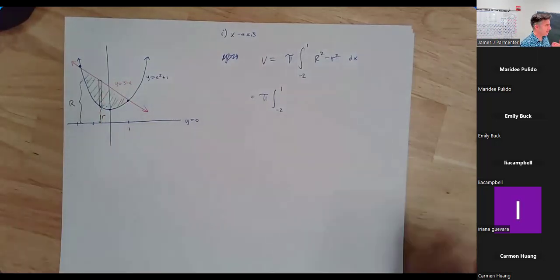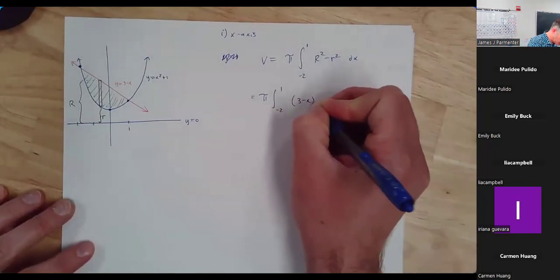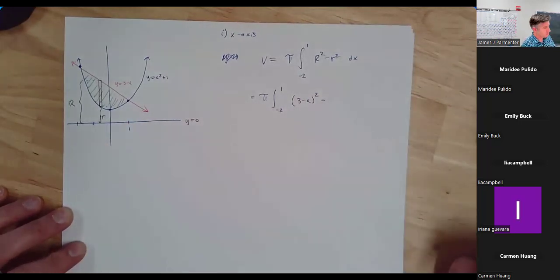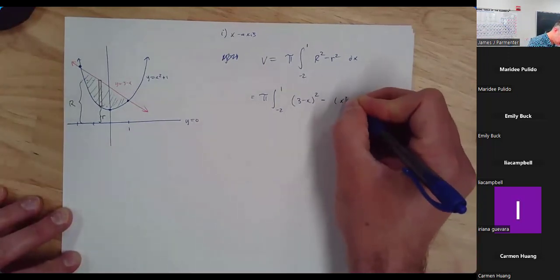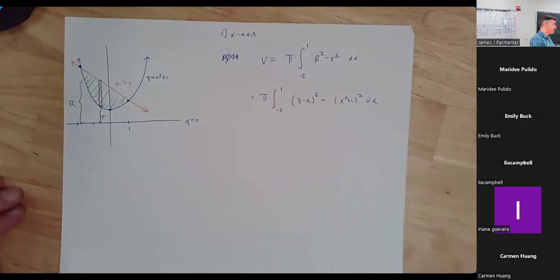But it's helpful to think about it in that context for the other ones. My large radius is 3 minus x, and we're squaring that. My small radius is the closer function, which is x squared plus 1 minus 0, which is just x squared plus 1. There's no reason to simplify this. Leave it like that. Don't do anything else.